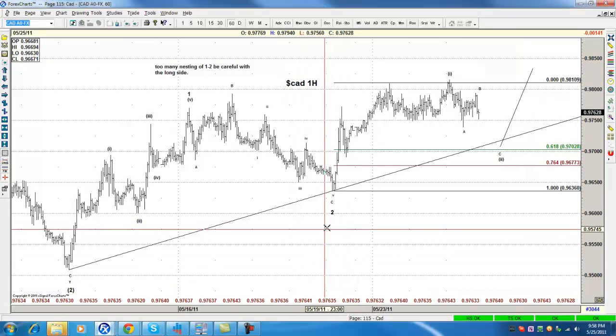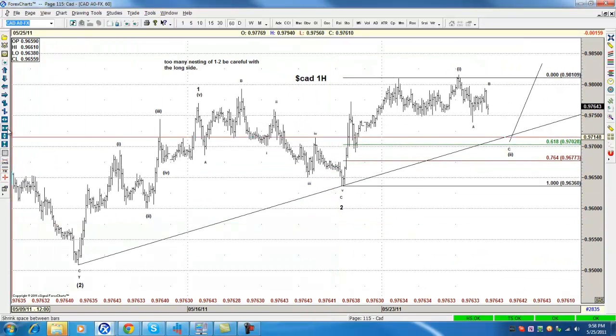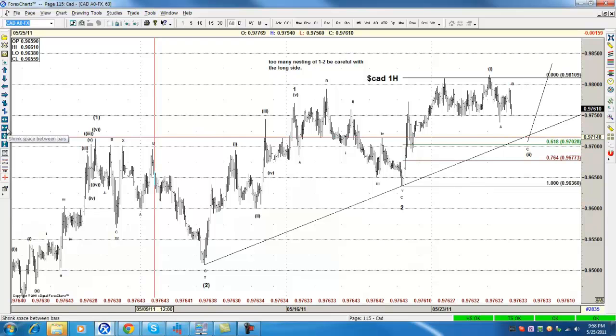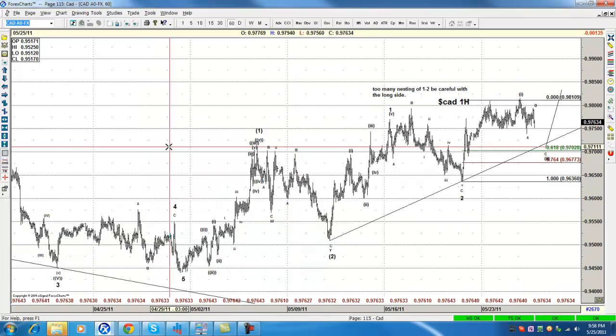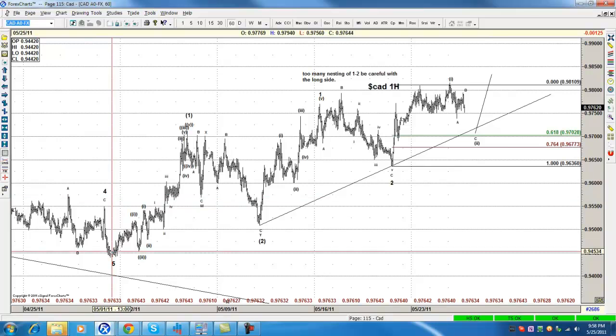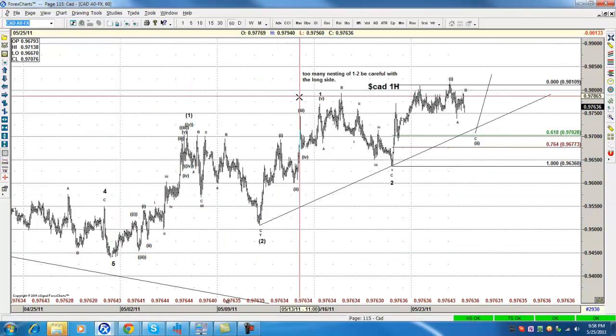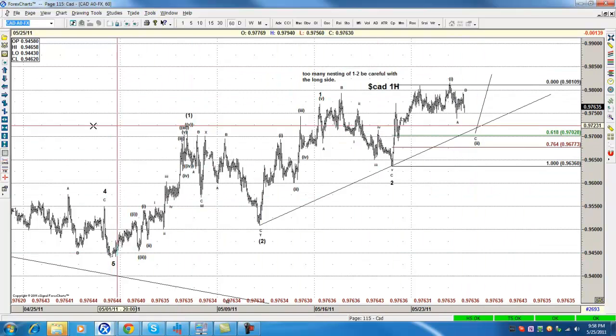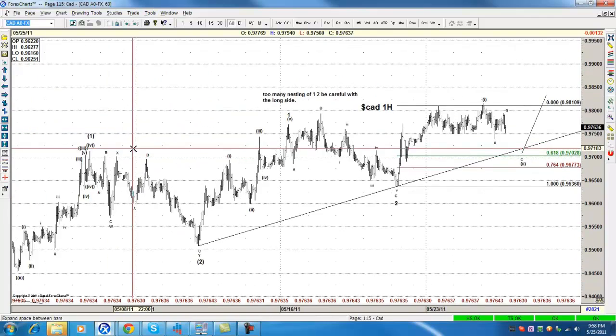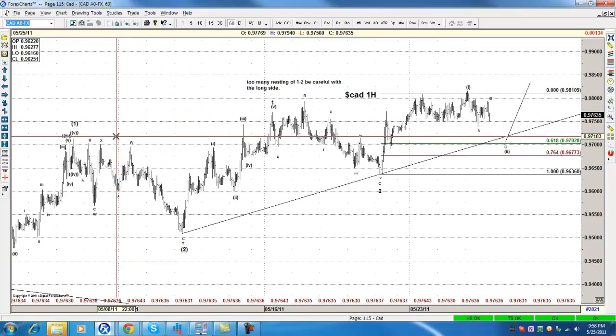Now, this is something that will remain. I've got to be more than honest with you. This is the CAD. I'm going to show you like this so you guys see it. This is the CAD from the lows: 1, 2, 1, 2, another 1, 2. When I see too many 1, 2s, I start getting nervous.